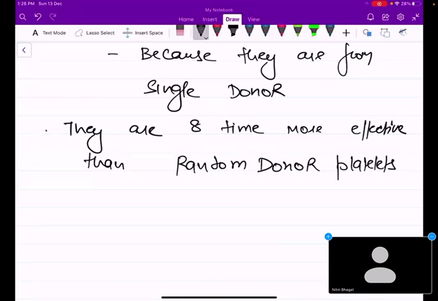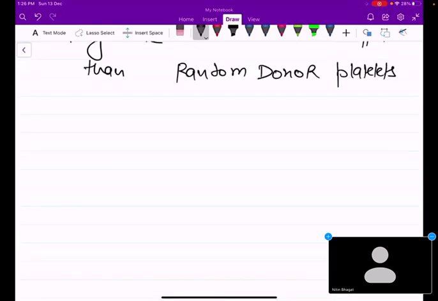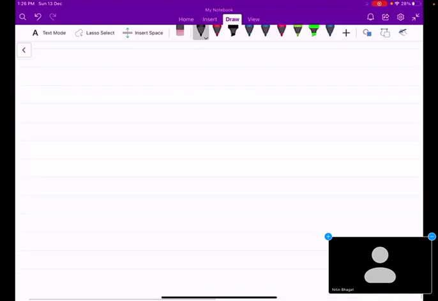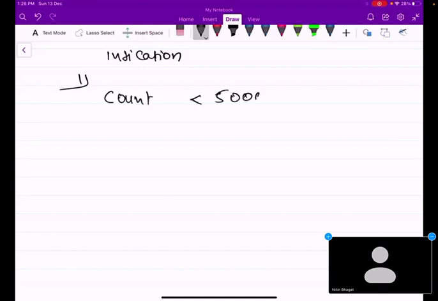So these were the different components of blood. Just a minute, we are missing one thing. What are the triggers? What are the triggers when you should give platelets? So first, indications. They are given if the count is below 50,000 plus a major surgery is planned.